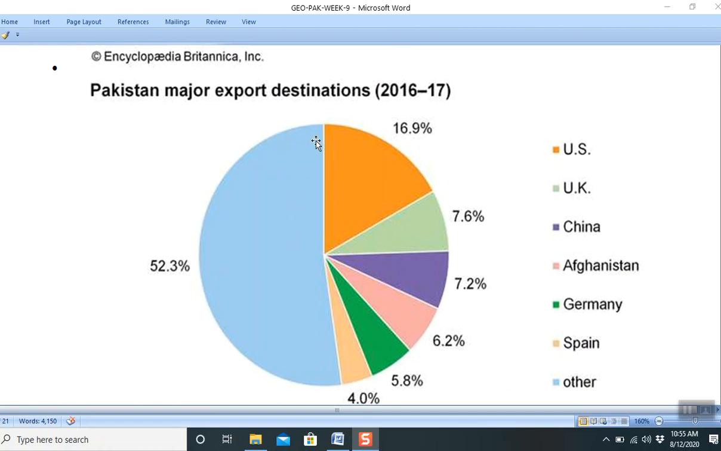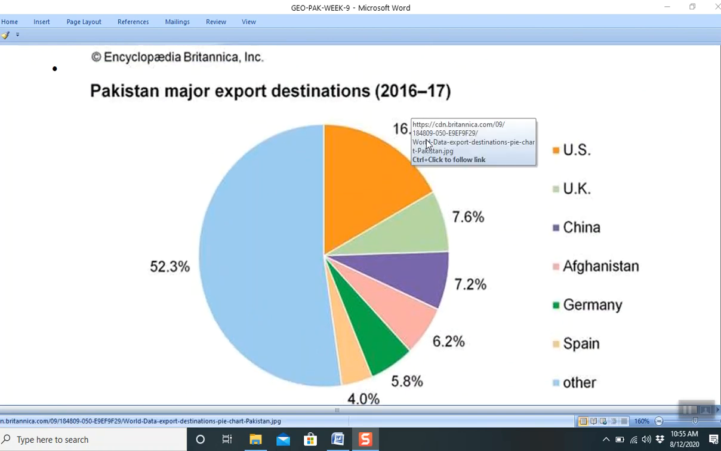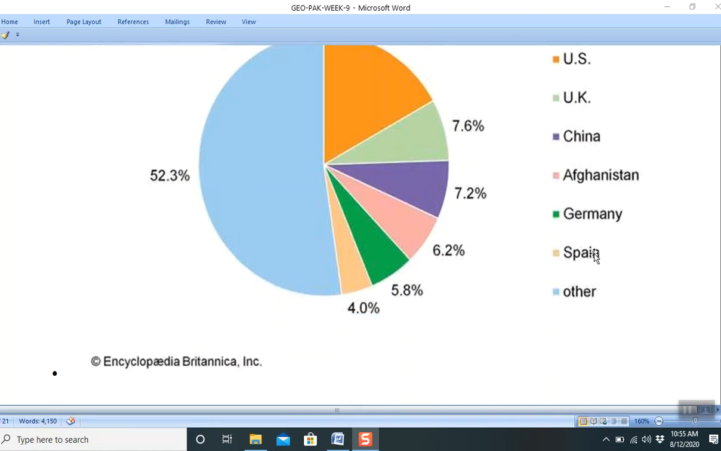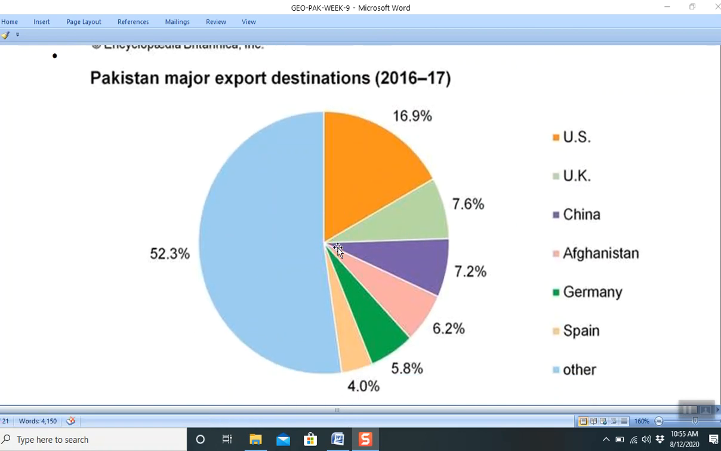Exports, major Pakistani exports: the US is leading with 16.9%, UK with 7.6%, China with 7.2%, Afghanistan with 6.2%, Spain with 4%, and other countries 52.3%.